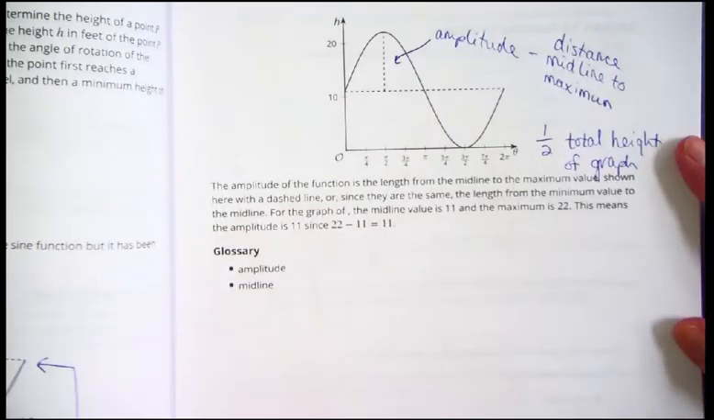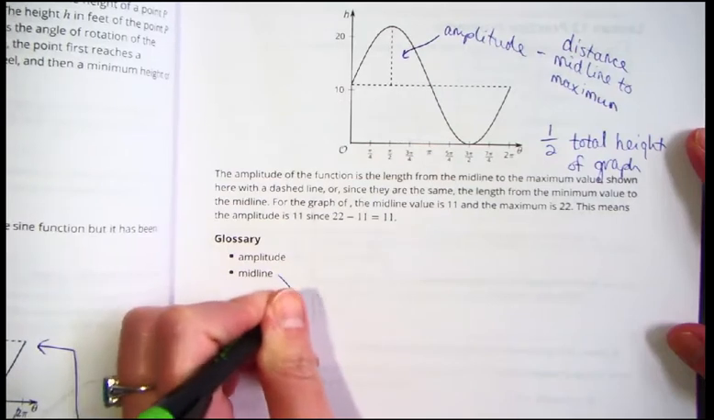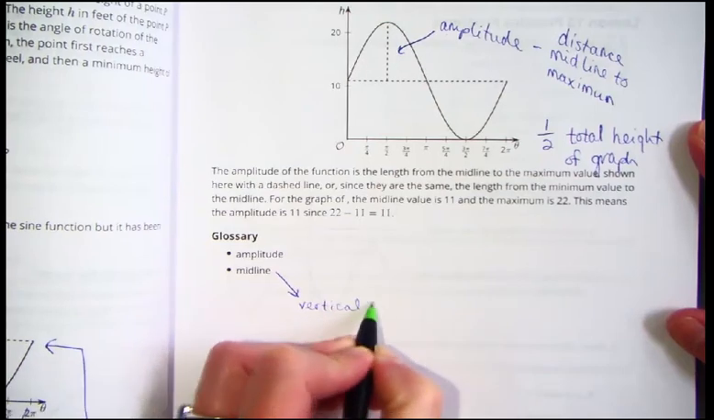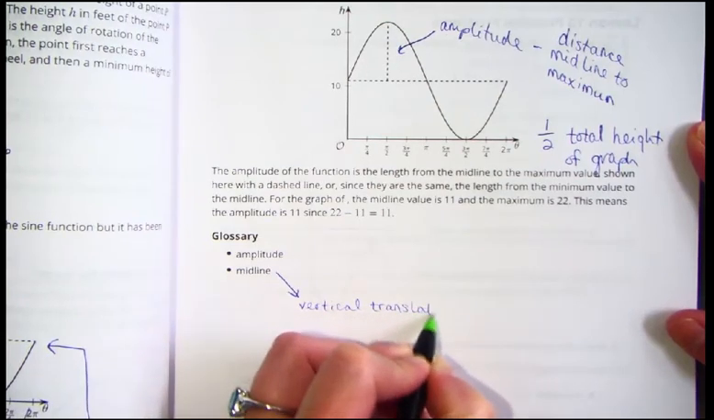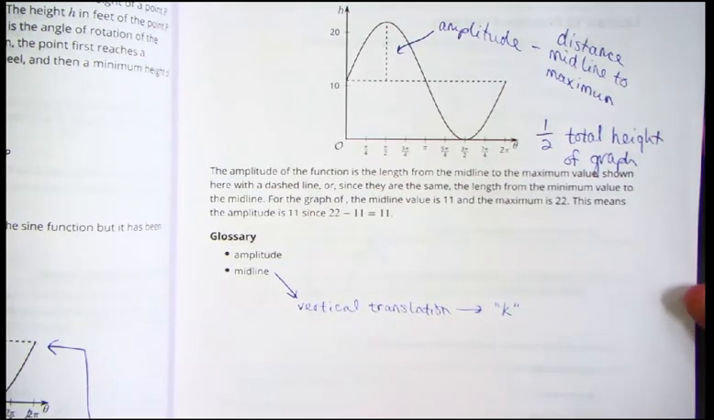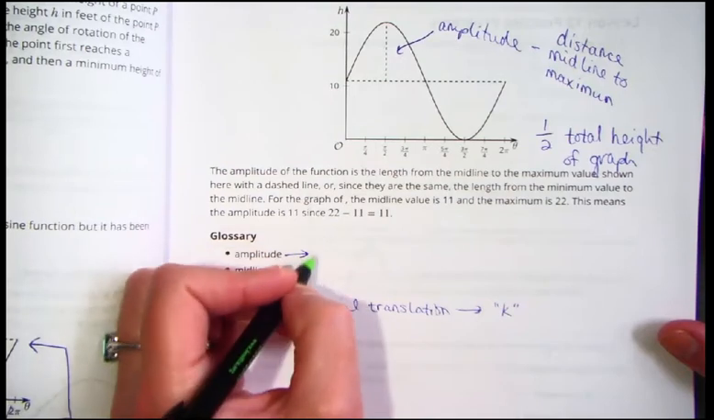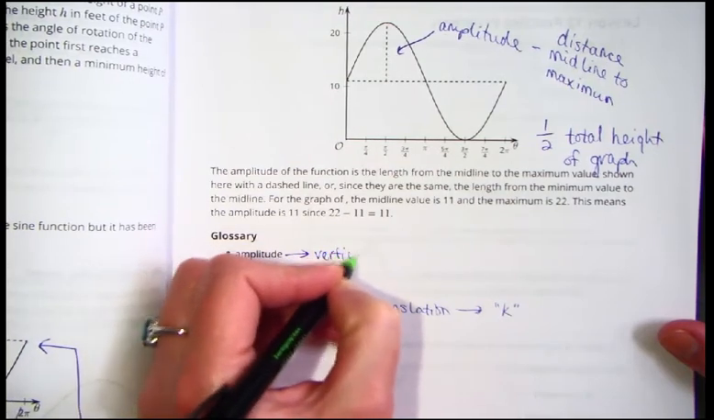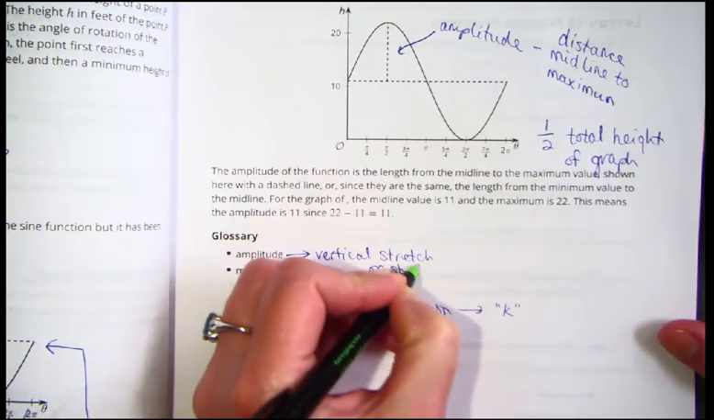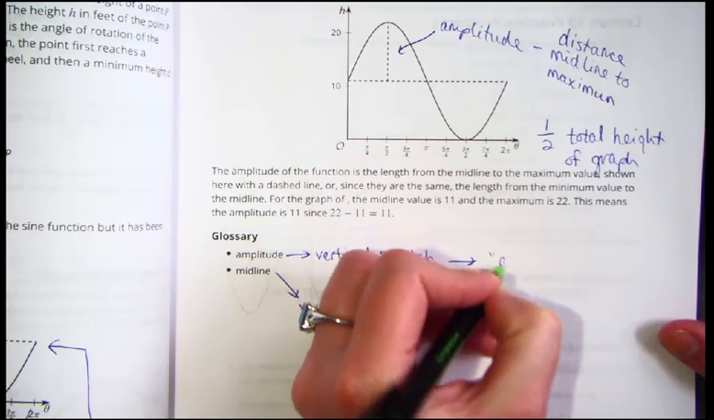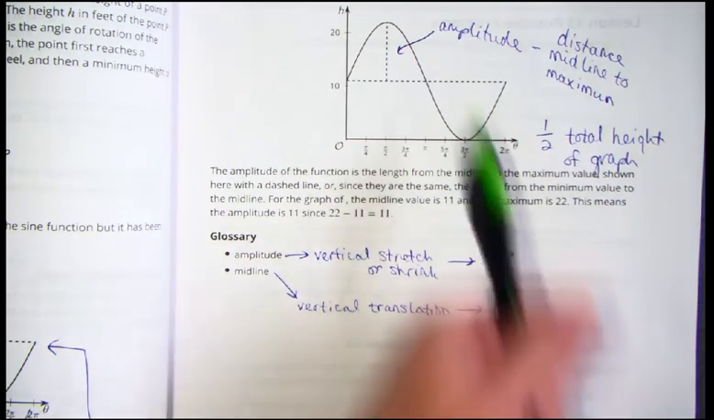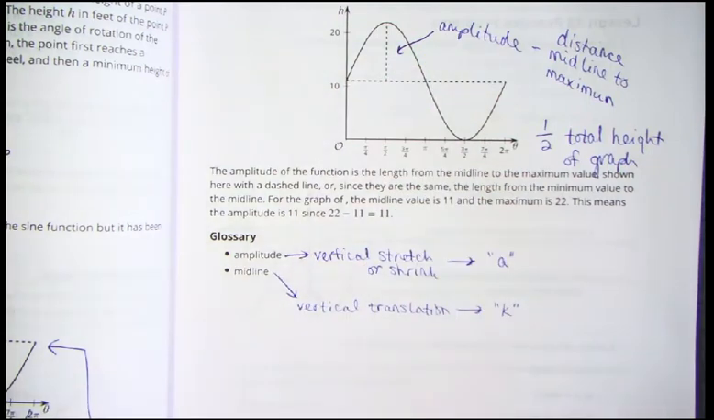Really, when we're thinking about these, some good things to know is that a midline is going to change our vertical translation. Right, this is going to turn into our K value. And the amplitude is vertical stretch or shrink. And when we see that, we're going to be looking at an A value. So A for amplitude might be a new way to start making that connection. That's our summary from lesson 13.